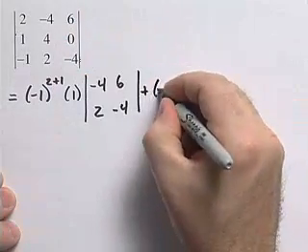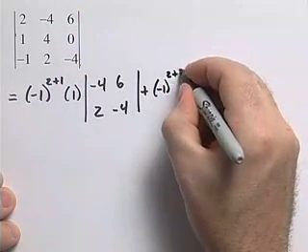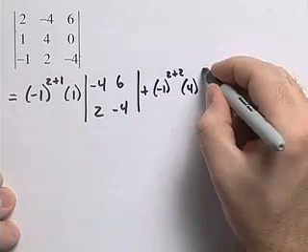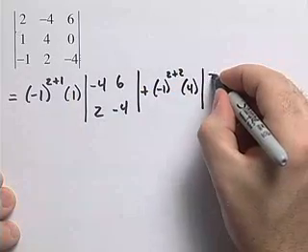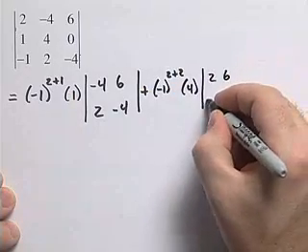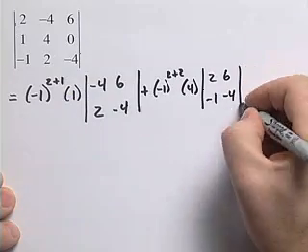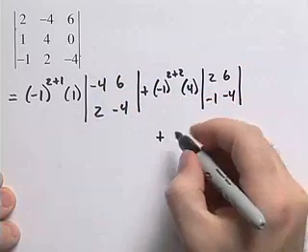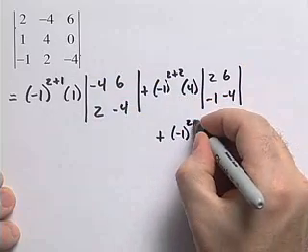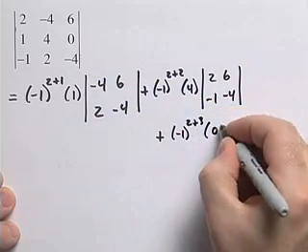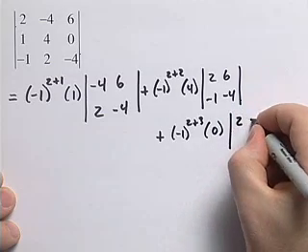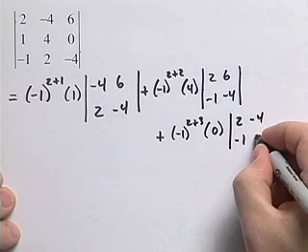This will be plus -1 to the 2 plus 2 power times 4, working on the second entry, times the determinant of 2, 6, -1, -4. We're going to add -1 to the 2 plus 3 power times 0, times the determinant of 2, -4, -1, and 2.